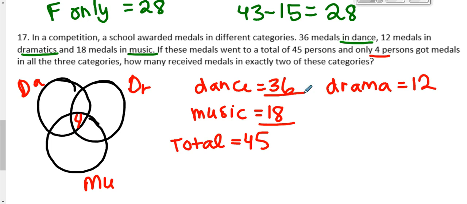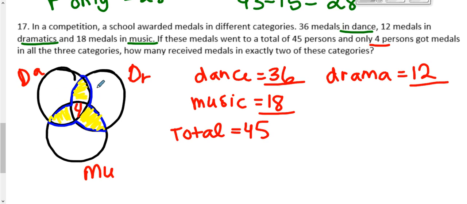Now, the only other information that they gave us was that we have a total of 18 in music, 36 in dance, and 12 in drama, with a 45 total. In 3 Venn diagrams, when we think about our equations, there are 3 sections where they overlap. And the question is, how many received medals in exactly 2 of these categories? Well, these 3 triangles that are out from the middle, those are the exactly 2. So if we can get the numbers in there and add them all up, we can get our answer.